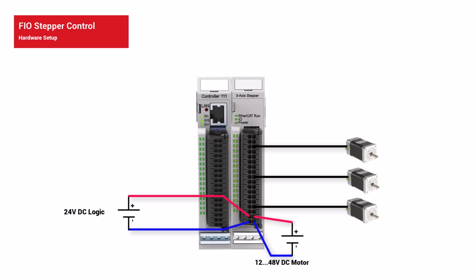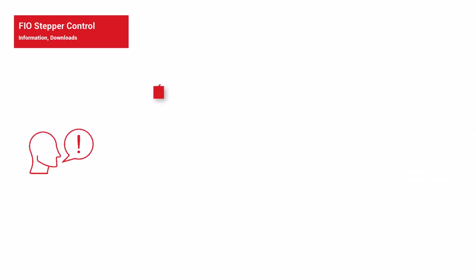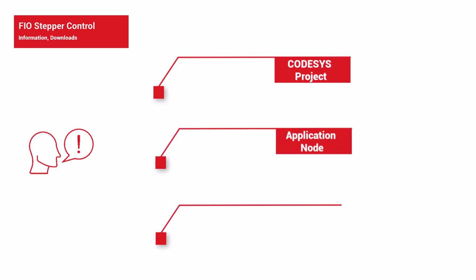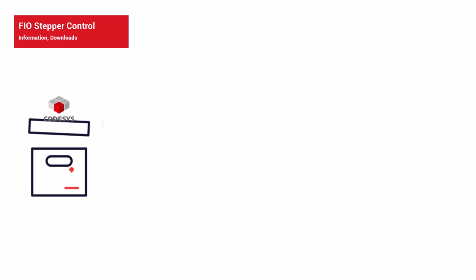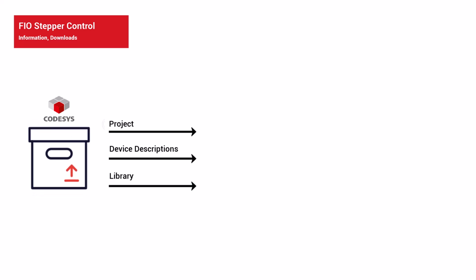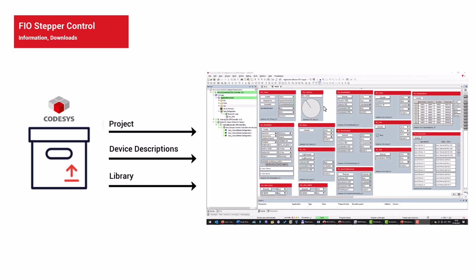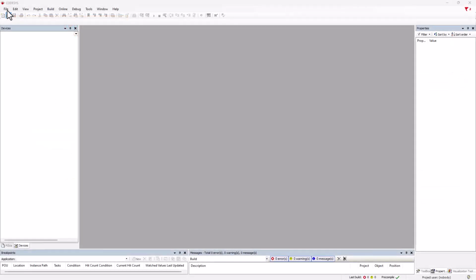We are using the English version of CODESYS 3.5 SP19 Patch 7. And one more note. The complete project shown in this tutorial, an application node, and the motion library can be found in our product finder, link below the video. When you open the project archive, all the necessary device descriptions and the library are automatically installed. This gives you a ready-to-run sample project that can serve as an ideal basis for your further work. And now let's get started. On to the practical part.